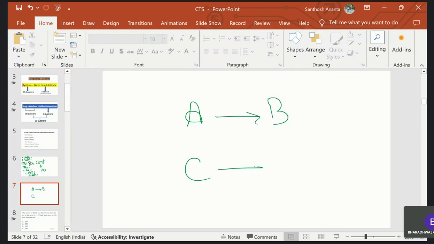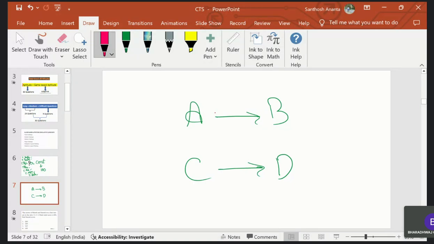The name of the method is straight cancellation cross multiplication. The name itself indicates straight cancellation: if the given two numbers are in a straight direction, we need to cancel them. And next, cross multiplication: if the given two numbers are in opposite direction, that is cross, we need to multiply those two values.